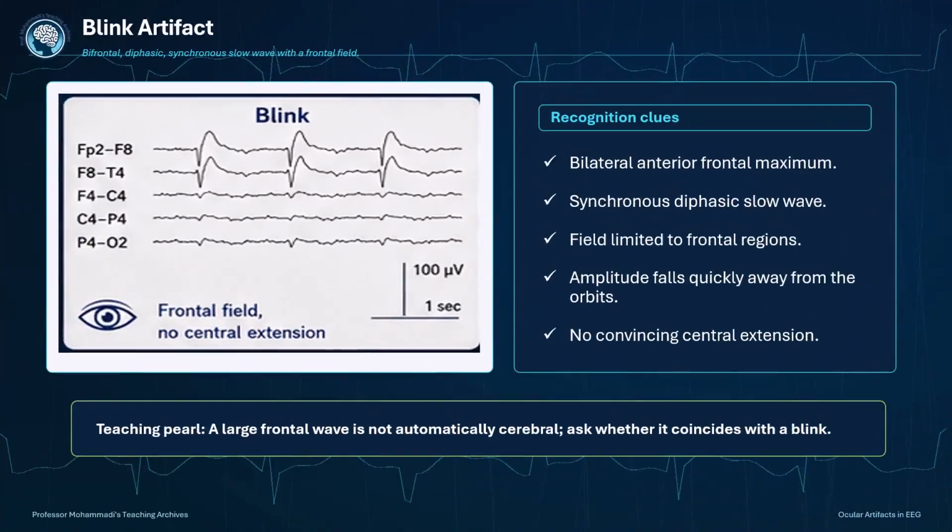Next slide, please. Blink artifact is one of the most common ocular patterns and one of the most useful to recognize confidently. It is typically bifrontal, synchronous, and diphasic. The most important discriminator is the field. It is strongest anteriorly and usually does not extend convincingly into central leads. When the EEG pattern coincides with a visible blink or technologist notation, the interpretation becomes much more secure.